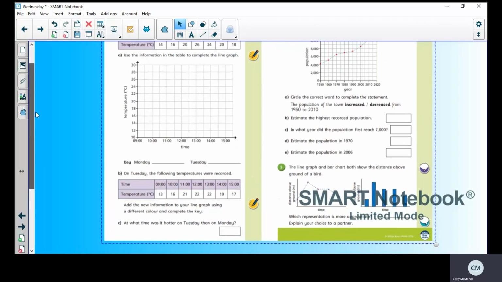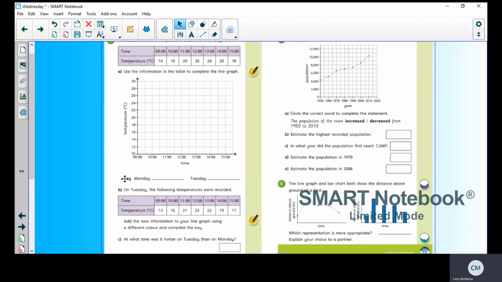Right, have a go at that. If you're struggling with this one to draw it, then just do this and don't do this. But I think you should be able to do it because I gave most of you paper to do things on. But anyway, have a go.